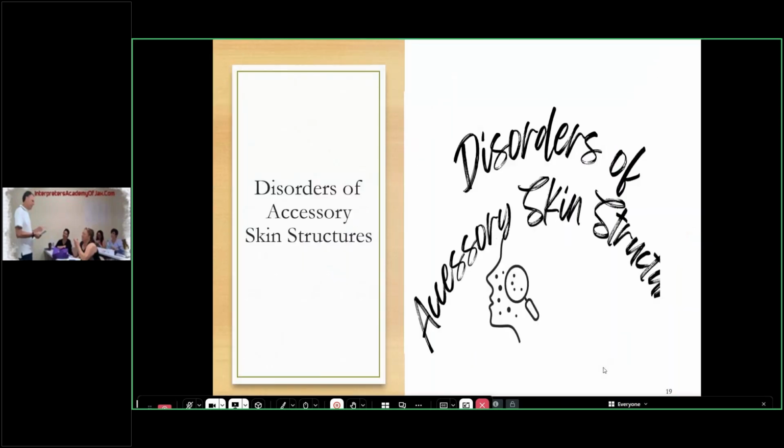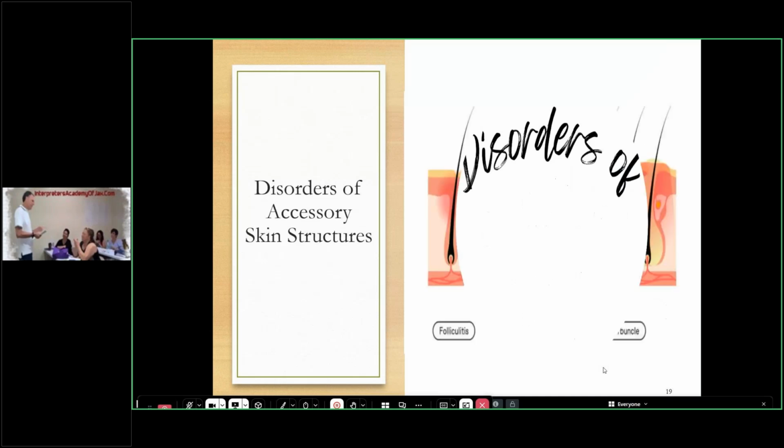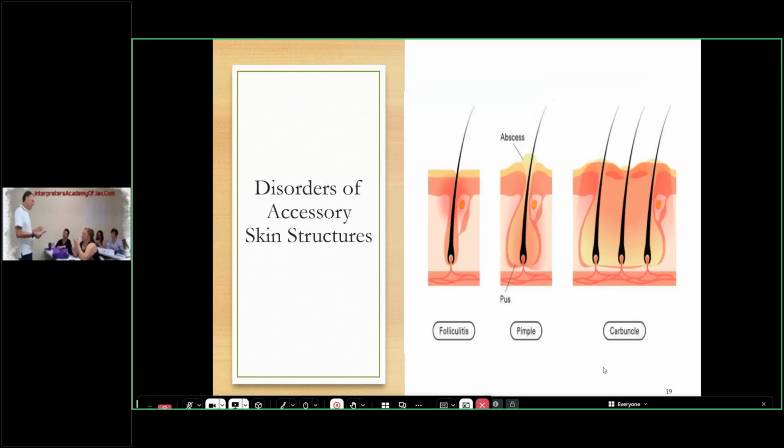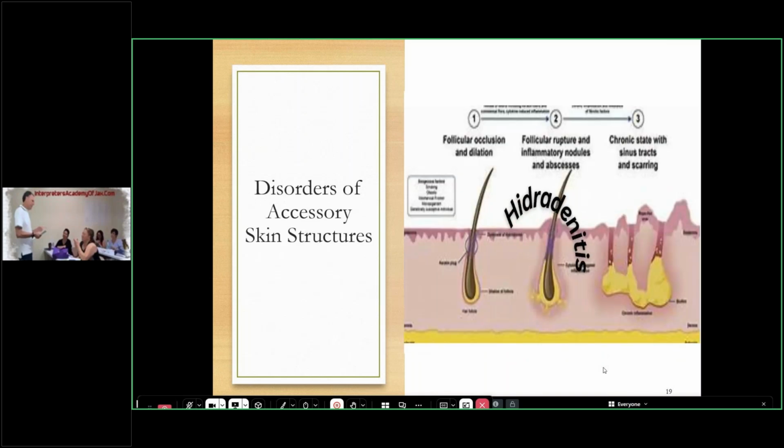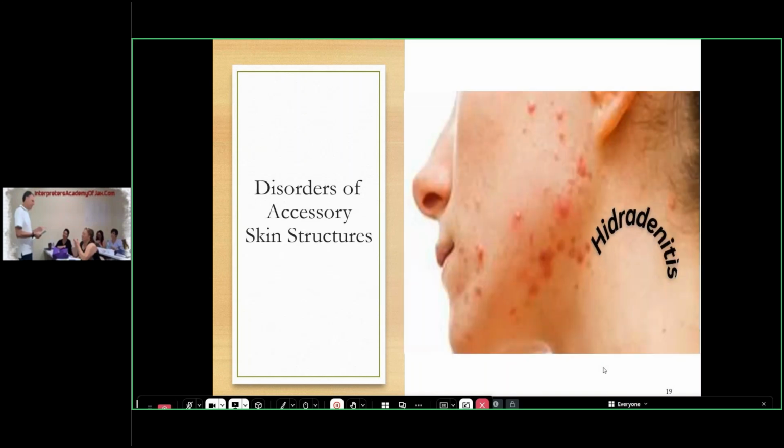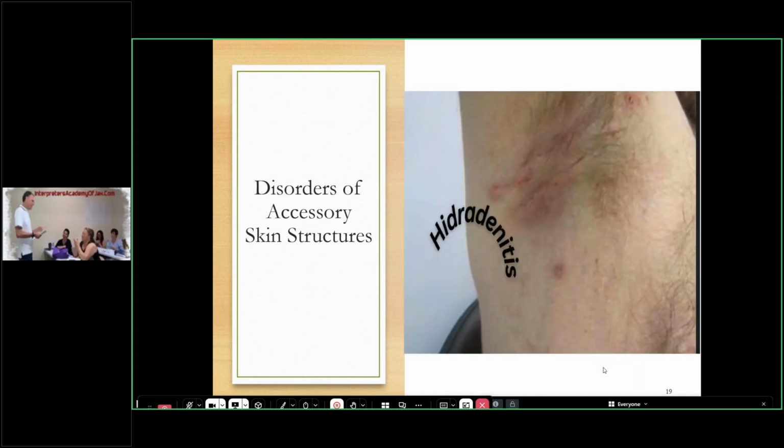The meanings of the next 7 terms should be evident to you because of your knowledge of word parts. Folliculitis is an inflammation of a hair follicle. Hidradenitis. Hidro means sweat. Adeno means gland. And itis, inflammation. So, hidradenitis is an inflammation of a sweat gland caused by occlusion, or closing off, of the pores with subsequent bacterial infection of the gland.